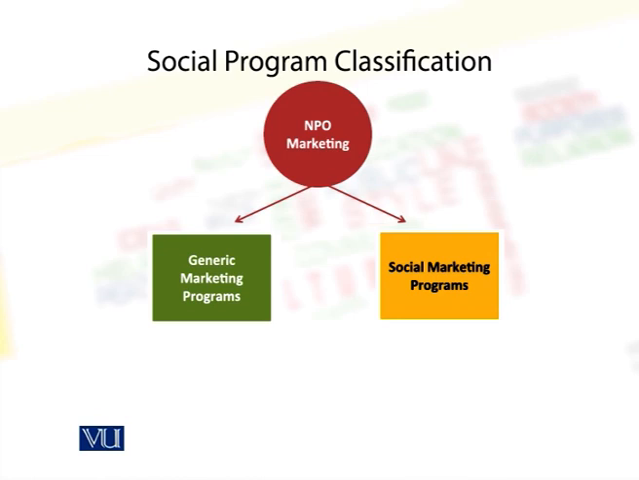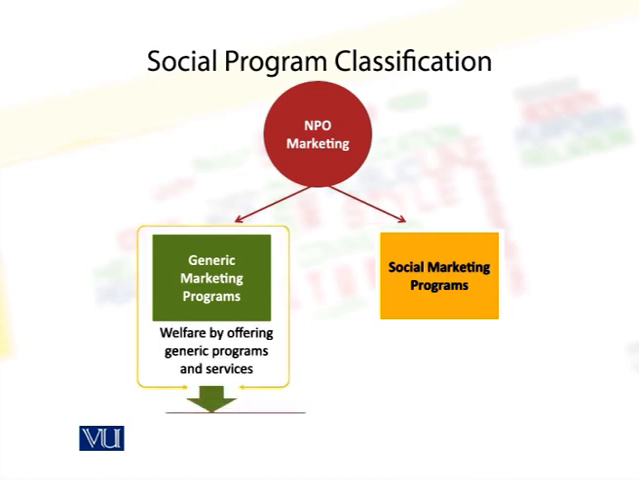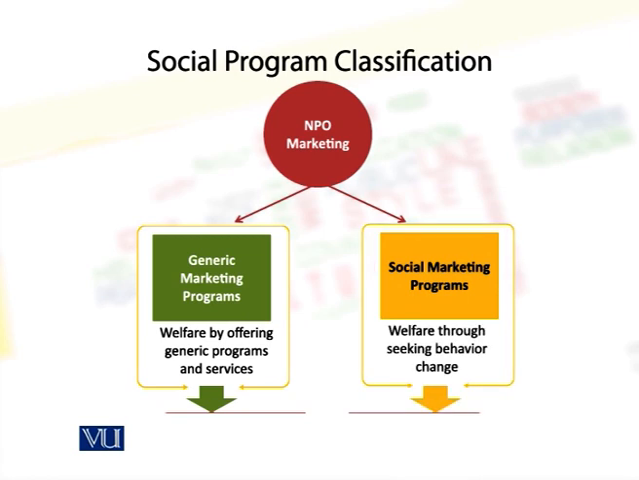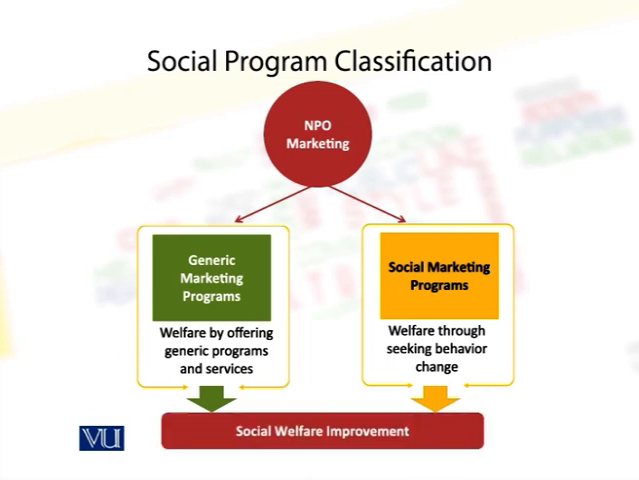I've talked about these two in clarity by giving you two examples, the one from the generic marketing programs, the dispensary example, and one from the social marketing programs, the inoculation program. It is obvious that on the generic side, we try to achieve the mission through generic programs, whereas on the social marketing side, we seek a behavior change. And both aspects basically converge at one single point right here, which is social welfare improvement.